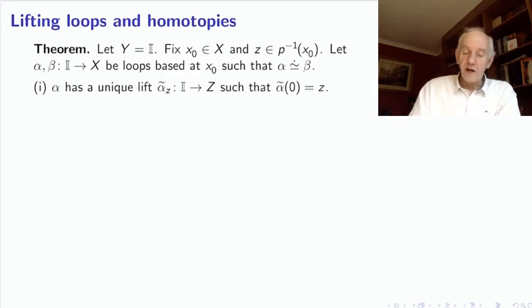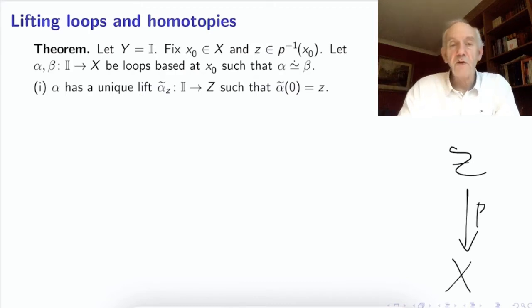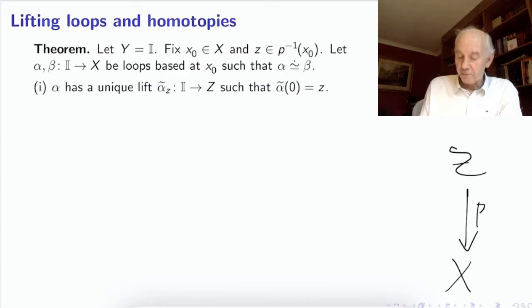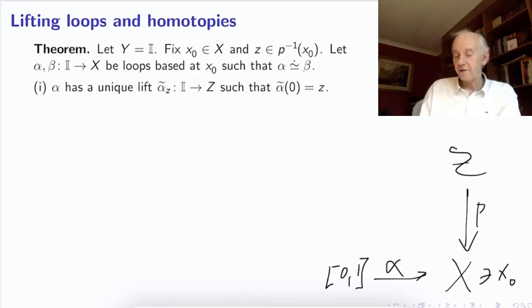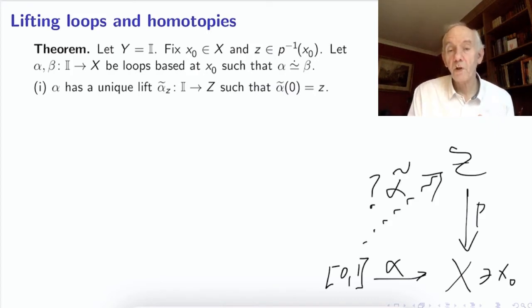So again, we have the same setup. We have Z, which is a covering space of X, and we have a loop, to begin with. We have chosen a base point, and we have a loop in the space X, call it alpha, and I want to try and lift alpha to Z. So I want to ask, can I lift that map as a map from the interval to Z? So this is a loop, so it starts and finishes at x0.